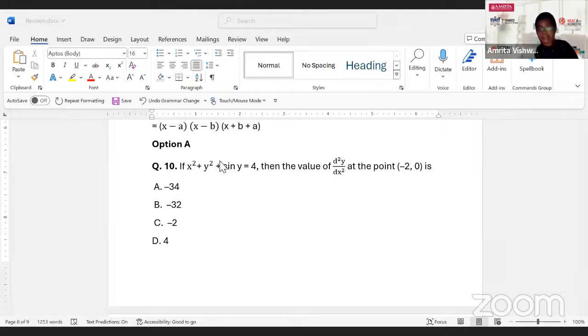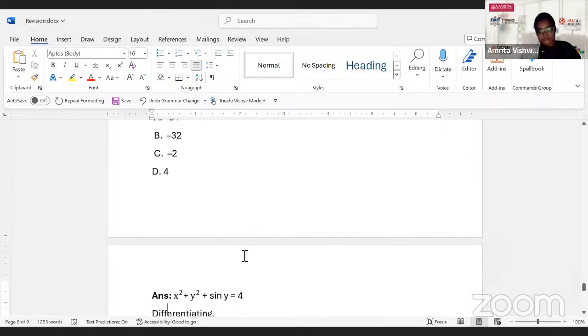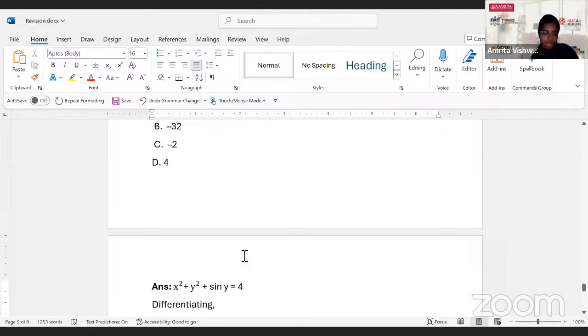The equation is x square plus y square plus sin y equal to 4. And you have to find d square y by dx square at the point minus 2, 0. Is it something like minus 34, minus 32, minus 2 or 4? Find dy by dx, then d square y by dx square, then substitute these values. So just solve this question and give us the answer.